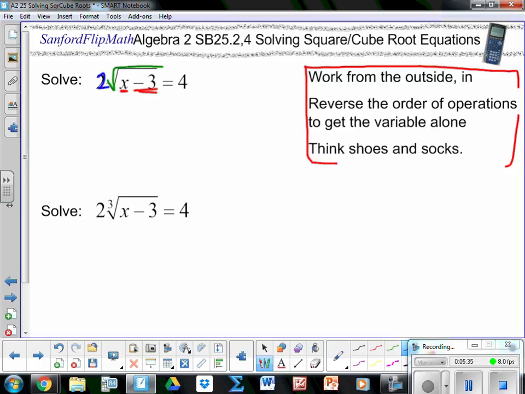So as I am solving for x, I'm going to undo them backwards. I'm going to undo the 2. Then I'm going to undo the squared. And then I'm going to undo the subtraction. Okay, so let's do that. Let's undo the outside thing first. So we're going to divide both sides by 2.